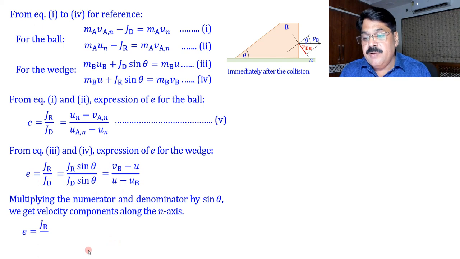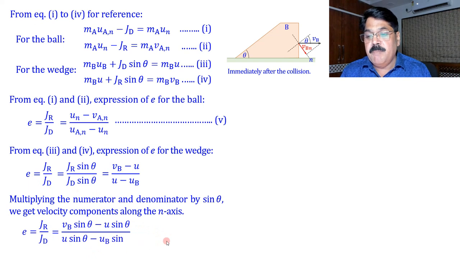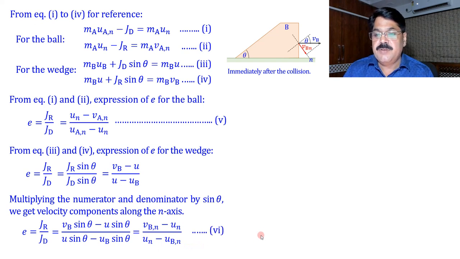So what I write here? E is equal to JR by JD is equal to VB sin theta minus U sin theta upon U sin theta minus UB sin theta. So what is VB sin theta? It is VBN. U sin theta is UN. So VBN minus UN upon UN minus UBN. We can call this equation number 6. Now see equation 5 and 6.